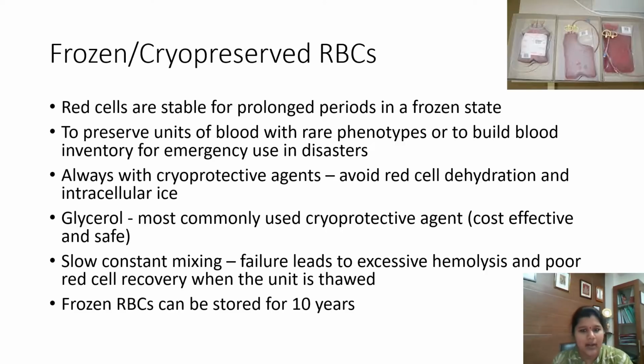Next concept is the frozen or cryopreserved RBCs. The RBCs are stable for prolonged periods in a frozen state. This is usually done to preserve the blood units of rare phenotypes or to build a blood inventory for emergency use in case of disasters. Always we have to freeze RBCs along with cryoprotective agents. This will avoid red cell dehydration and intracellular ice formation. The most common cryoprotective agent used is glycerol. Glycerol has to be mixed with the RBCs in a slow, constant way. If it is done rapidly, it will cause excessive hemolysis, and when the unit is thawed again, there will be a poor red cell recovery. Frozen RBCs can be stored up to 10 years.